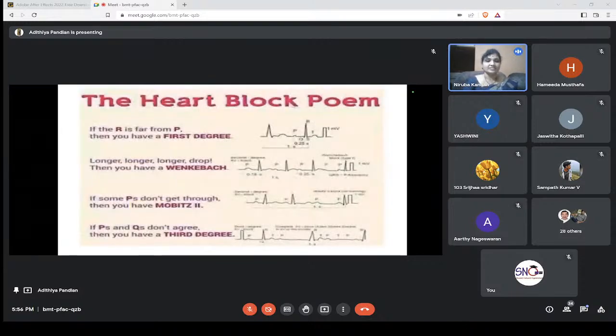This heart block part, I'll put up later. The time is getting late. Another 5 more minutes, I'll just try to rush up. Next slide, please.